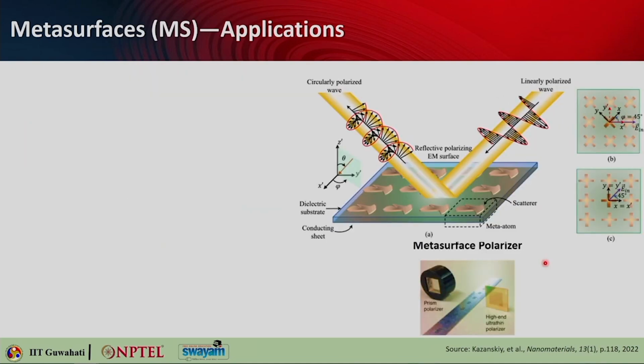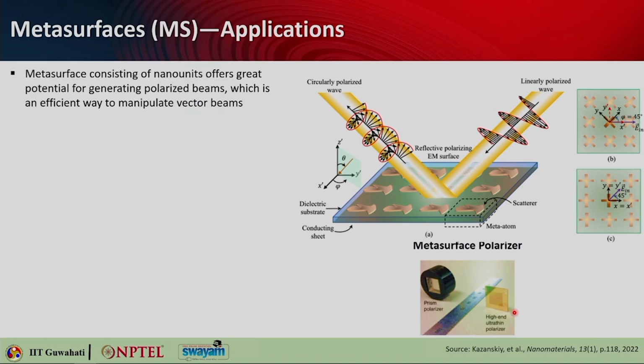Another application would be a meta surface polarizer. You can see why we need a polarizer: to induce polarization or change the polarization of the light. So you can see a prism polarizer, which is typically available on any optical bench, and this will be a high-end ultra thin polarizer which is based on a meta surface. So you can see the amount of compactness meta surface brings to the table.